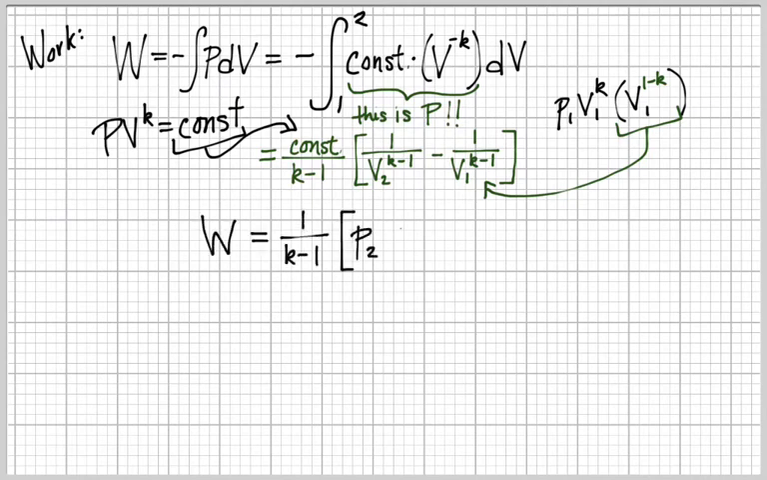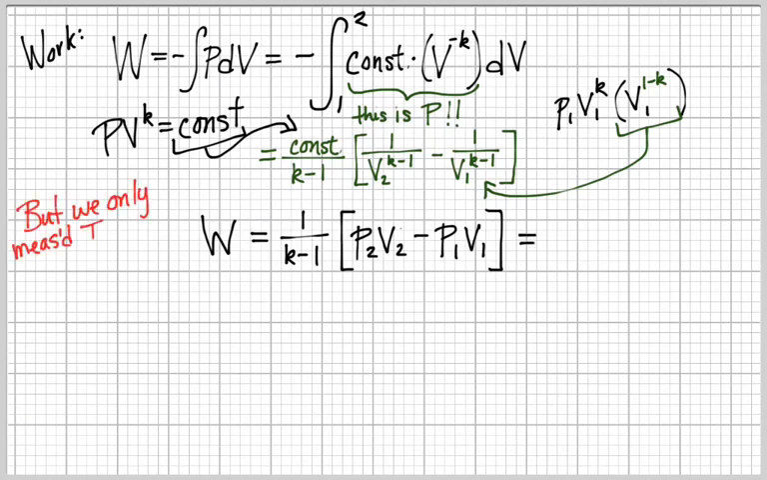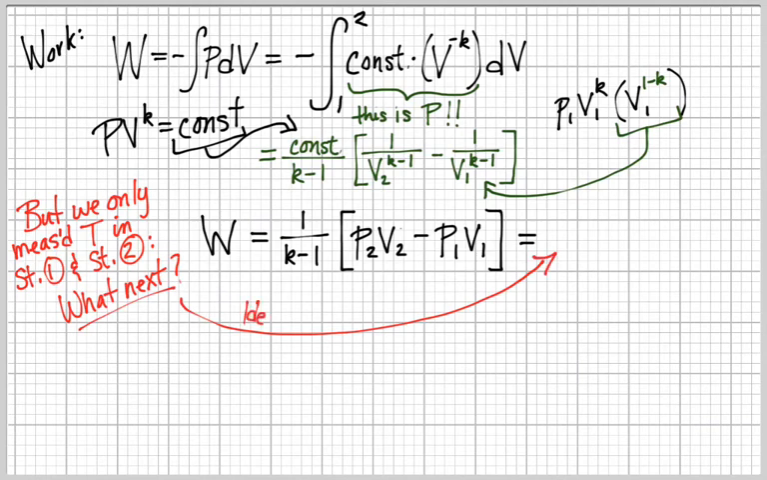Work is going to be 1 over k minus 1 times p2 v2 minus p1 v1. And how we got there is because of these different relations and substitutions. But if I have a system, I'm not measuring P and V, I'm only measuring temperature, the temperature in state 1 and the temperature in state 2. How do I use that?